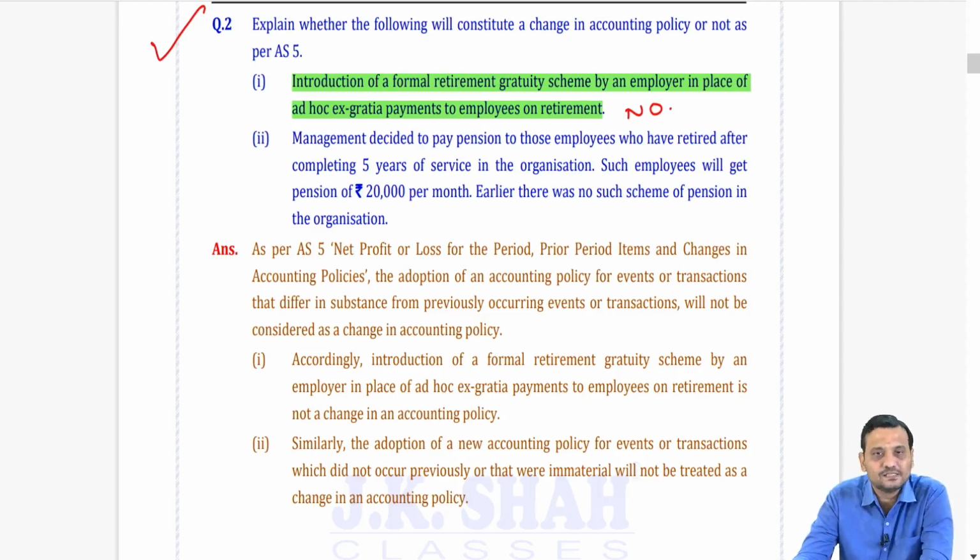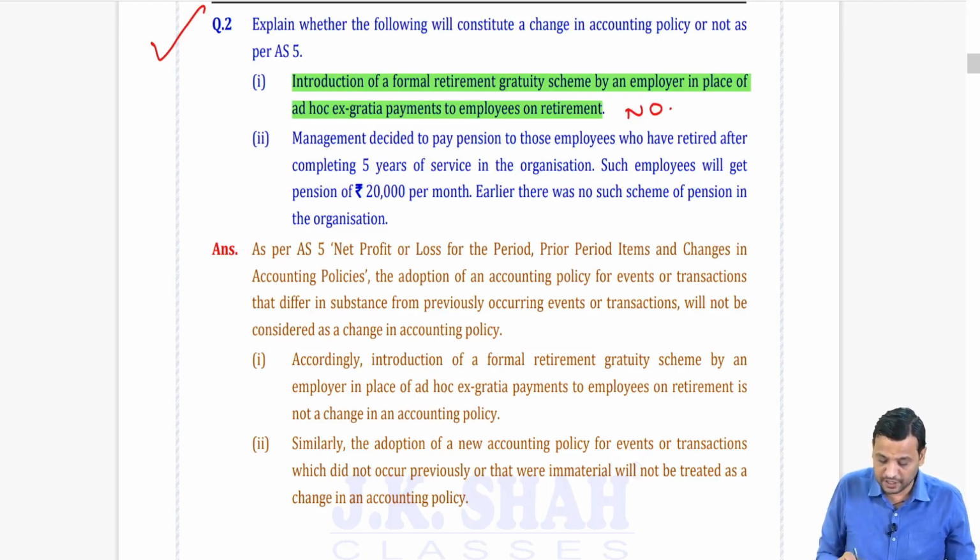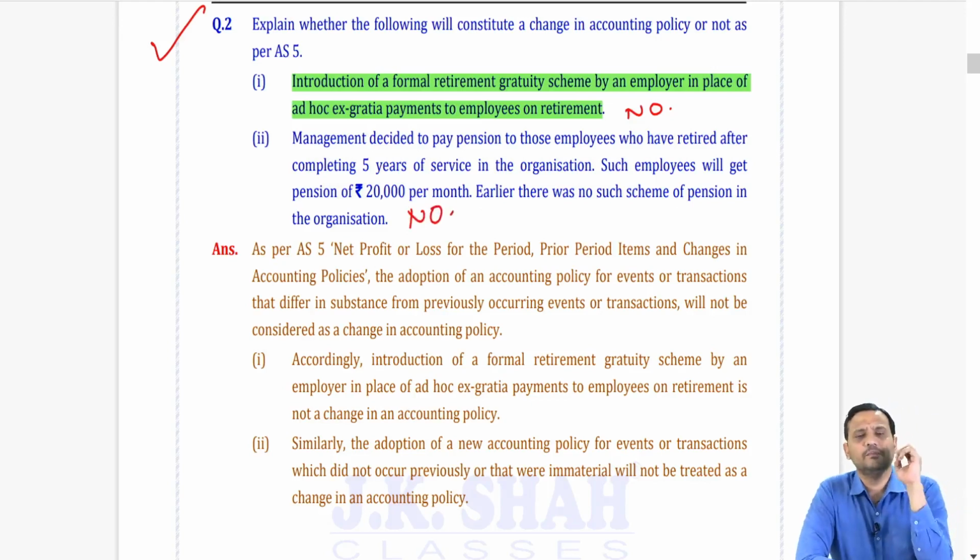Now, what is this? Of course, let me read the question and then we go for learning the stuff. Management decided to pay pension to those employees who have retired after completing 5 years of service in the organization. Such employees will get a pension of rupees 20,000 per month. Earlier, there was no such scheme of pension in the organization. Again, this is not a change in accounting policy. My dear students, if you remember, what is a change in accounting policy?